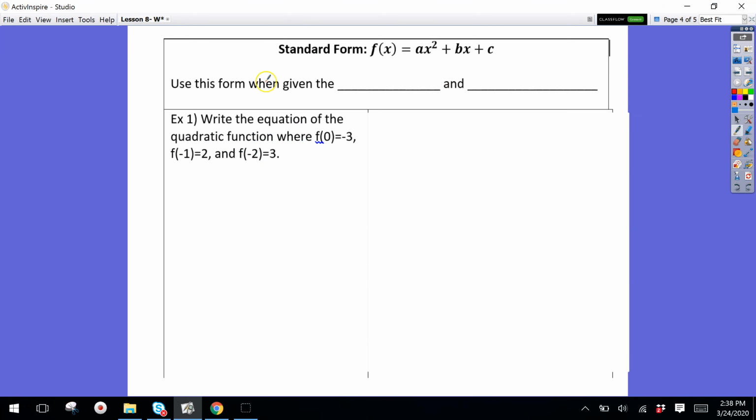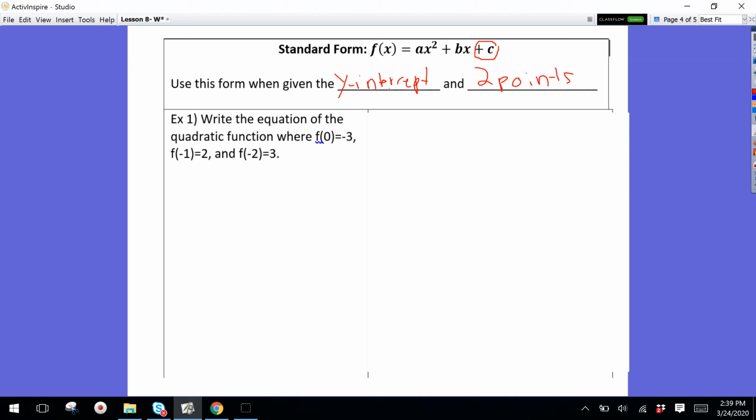Okay, so the last type of equation that we can use is standard form. So if you remember when we were graphing, you should remember that this c value always gives you the y-intercept. So we're going to use this when we have the y-intercept and 2 points. Why 2 points? Because you need to find the a and you need to find the b here.